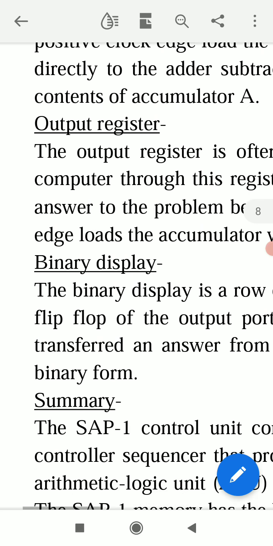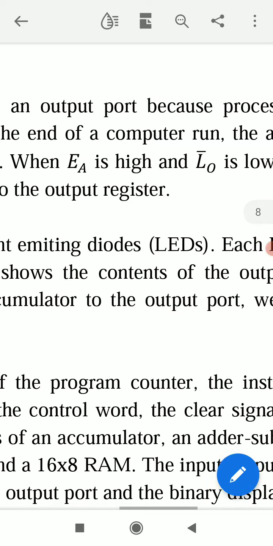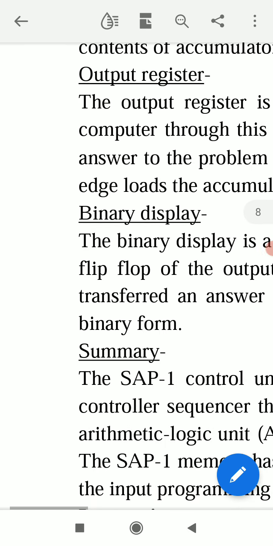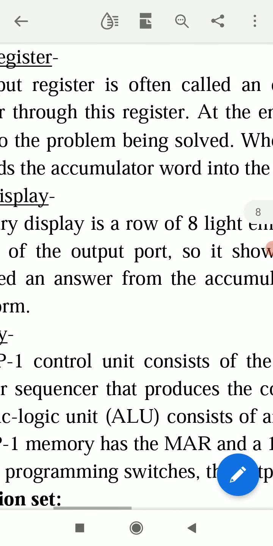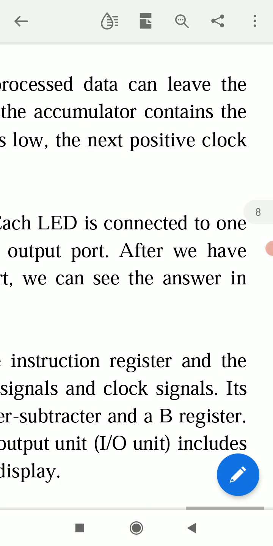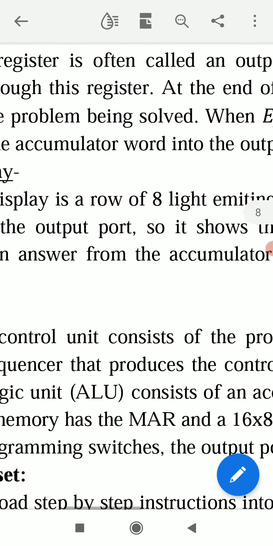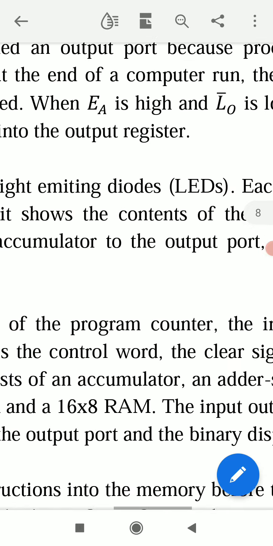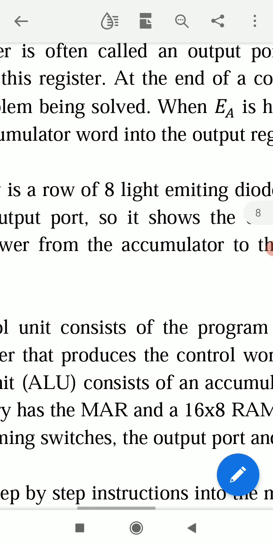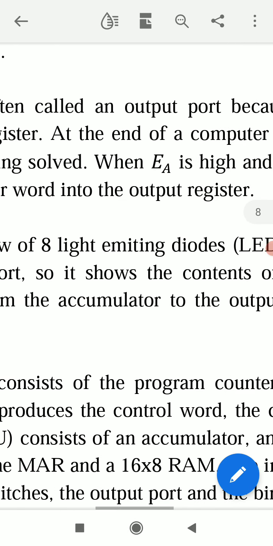After that we have the output register. The output register is often called an output port because processed data can leave the computer through this register. At the end of a computer run, the accumulator contains the answer to the problem being solved. When EA is high and LO bar is low, the next positive clock edge loads the accumulator word into the output register.